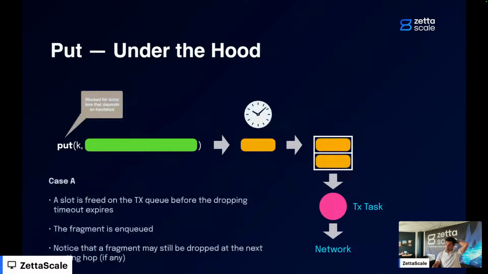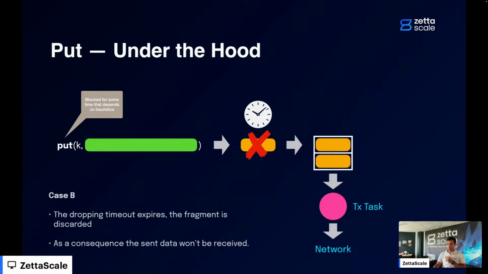Okay, so if a slot here gets freed before this timer expires, good, we get to send it, okay? And by the way, the heuristic that we have in Zenoh takes into account the fact that the more I've sent, the more it makes sense to wait up to a certain limit, okay? And if I've not sent anything yet, so if in fact it's the first fragment of a data payload that I'm trying to send, and there is no space, then we might drop a little bit more aggressively.